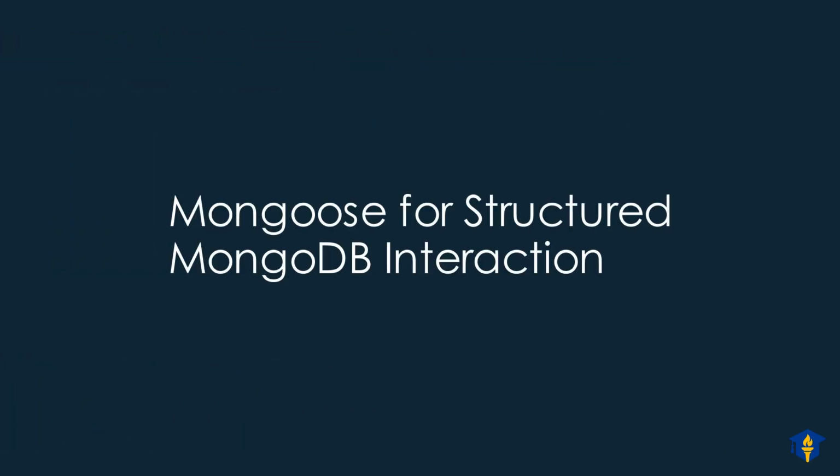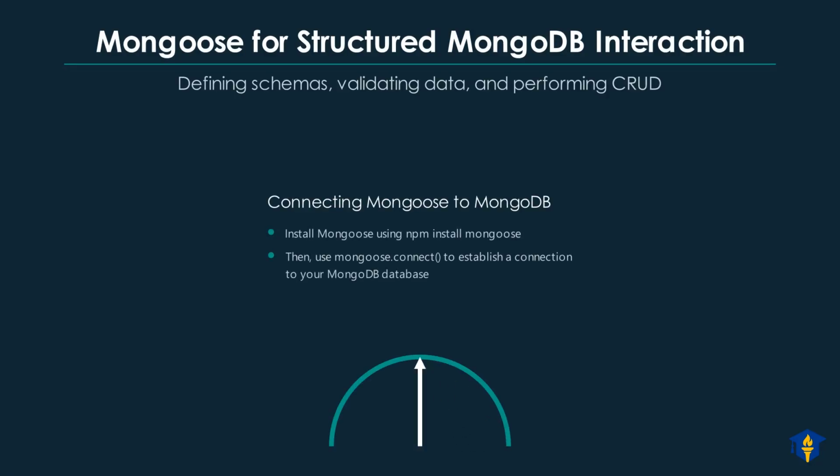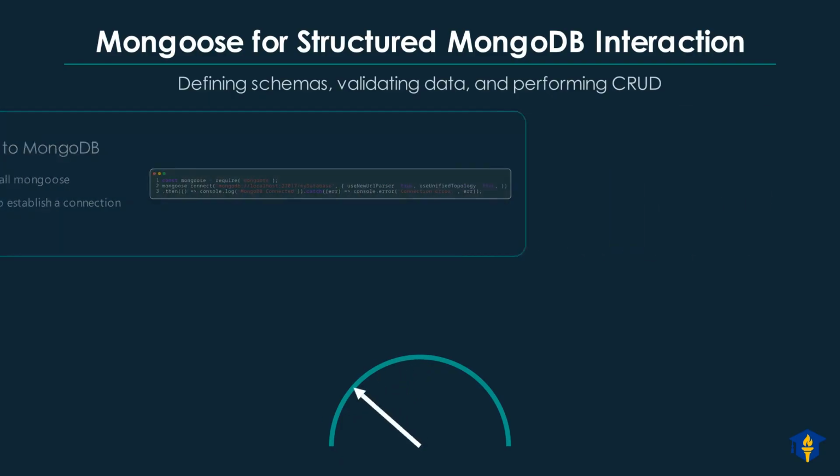Let us explore Mongoose for structured interaction with MongoDB. It helps in defining schemas, validating data, and performing CRUD operations more effectively. First, let us look at connecting Mongoose to your MongoDB database. You install Mongoose using npm install mongoose, then use mongoose.connect to establish the database connection. This code shows how to require Mongoose, connect to your local MongoDB instance, and handle connection success or errors.